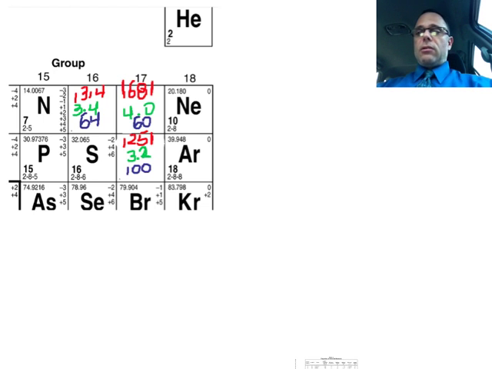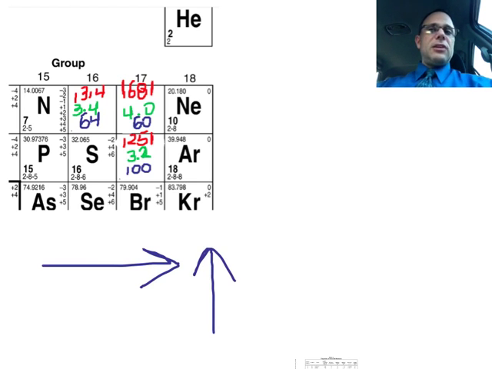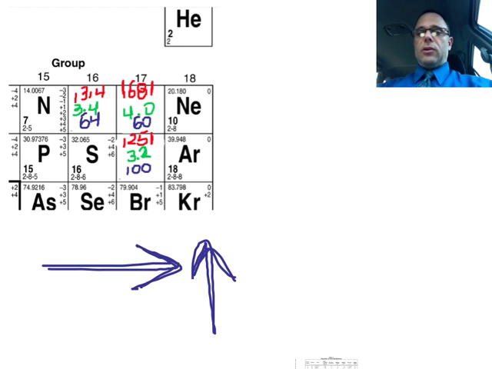Taking a close look, we will notice that using the red, the first ionization energy, as you go to the right, ionization energy increases. So as you go to the right across a table, it goes up. And as you go up a group, first ionization energy also increases. When taking a look at the electronegativity, the ones in green, as you go to the right, once again, the electronegativity goes up. And as you go up the group, electronegativity goes up.